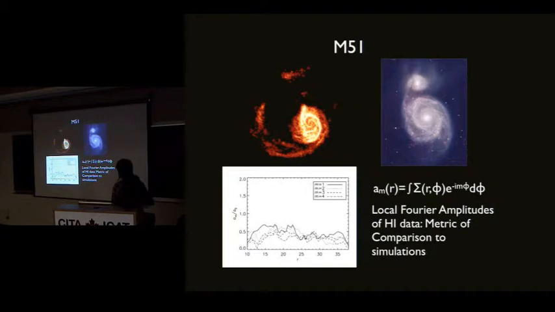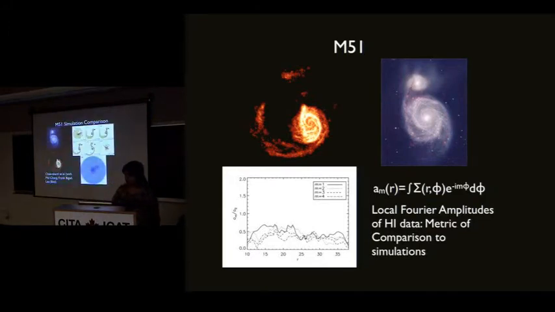The metric of comparison that we're using to find which simulations best fit the data are the local Fourier amplitudes. I'm showing that for the data here. We're only going to focus on the low-order Fourier modes. So we're minimizing with respect to the local Fourier amplitudes between the simulations and the data for all time snapshots for a given simulation to see what best fits the data.